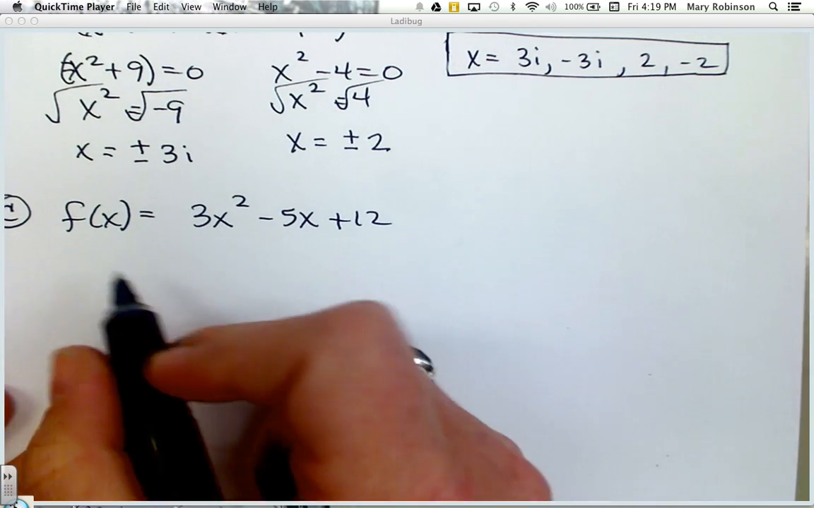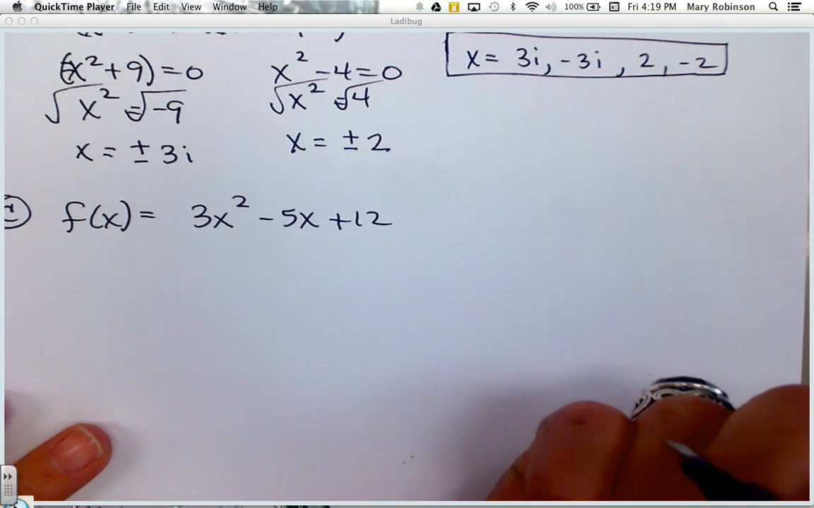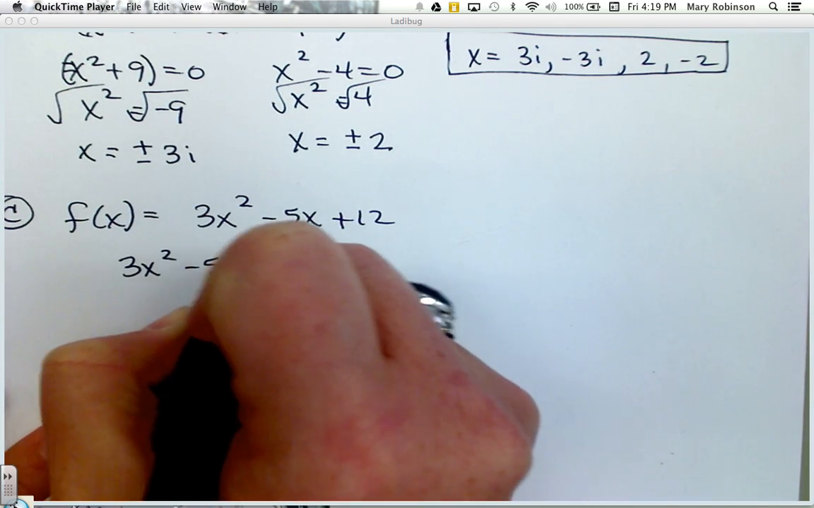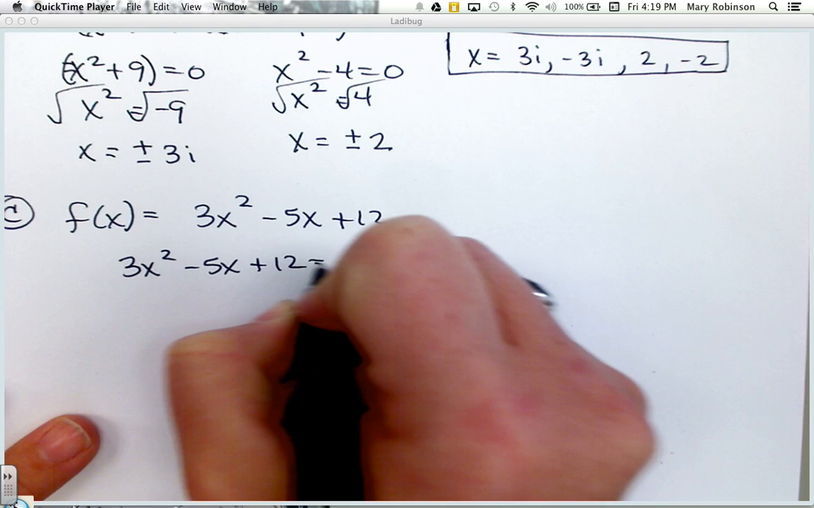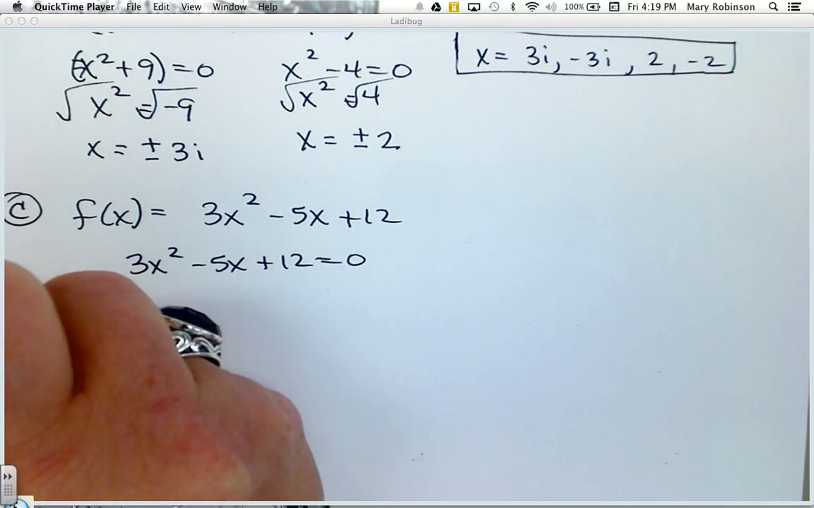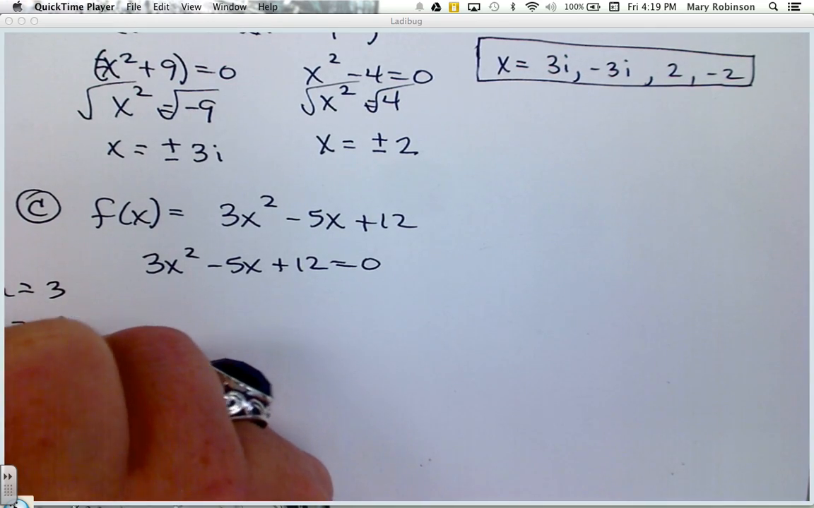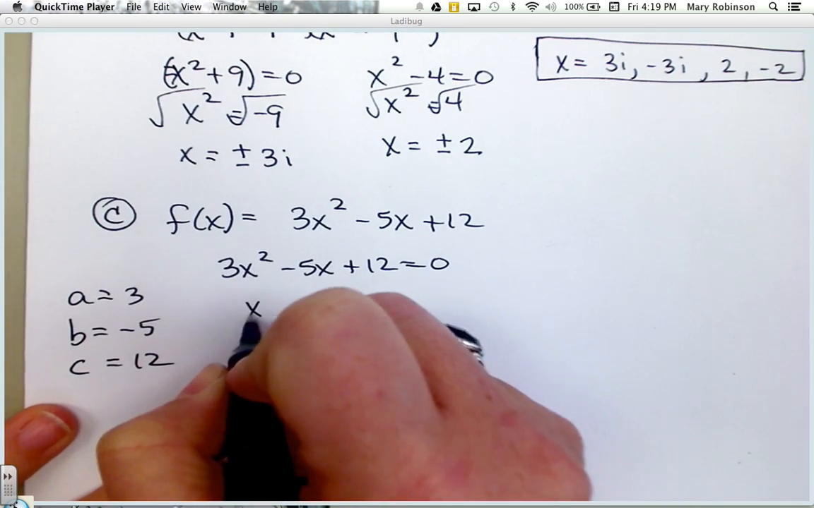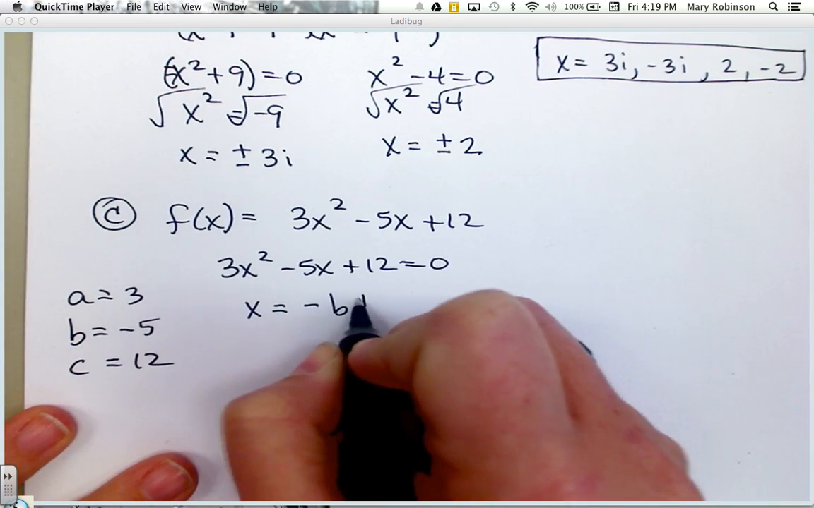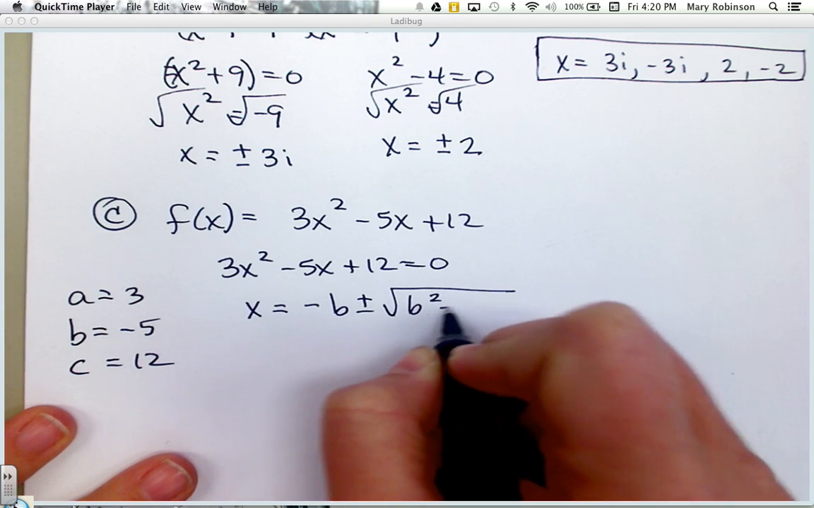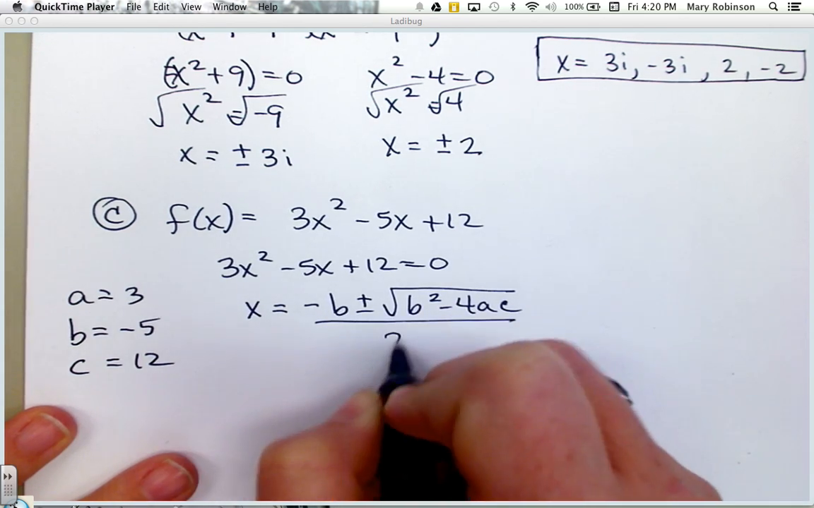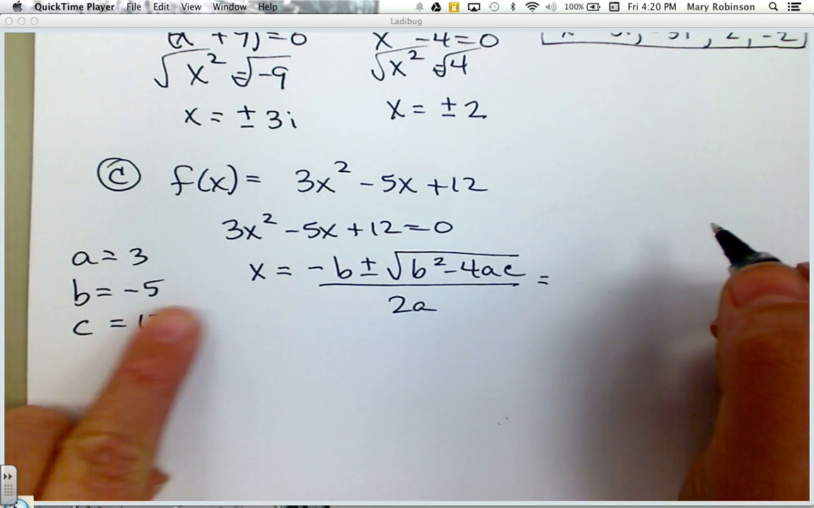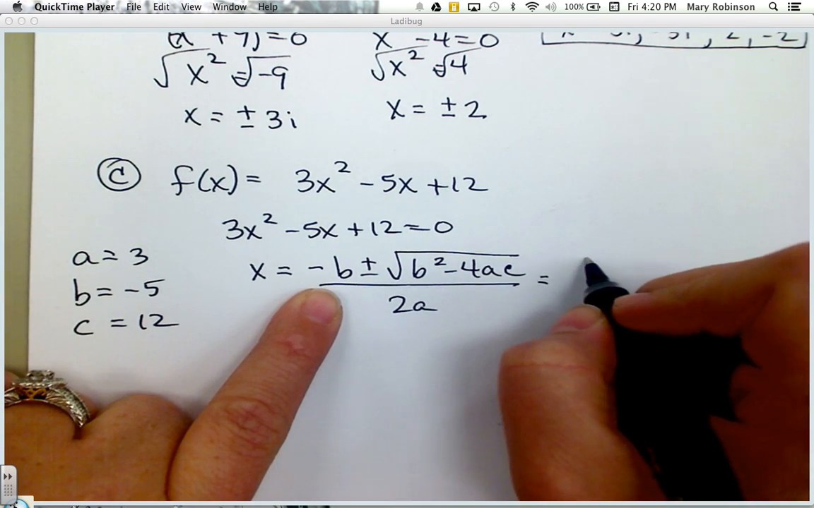So the best way to find them when we've got a quadratic is either completing the square or the quadratic formula. I am going to set this equal to 0 and solve by quadratic formula. So my a value is 3, my b is -5, and my c is +12. Remember, your formula is the opposite of b, plus or minus the square root of b squared minus 4ac, all over 2a, and you should have that memorized. So if this is the opposite of b and our b is -5, the opposite of b would be +5.